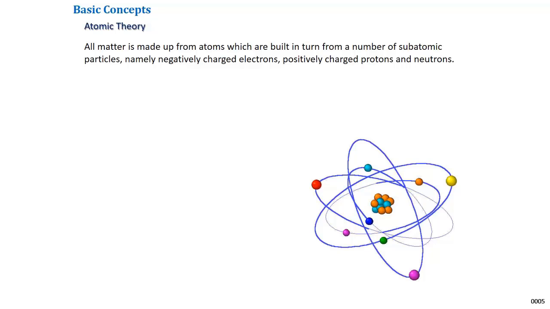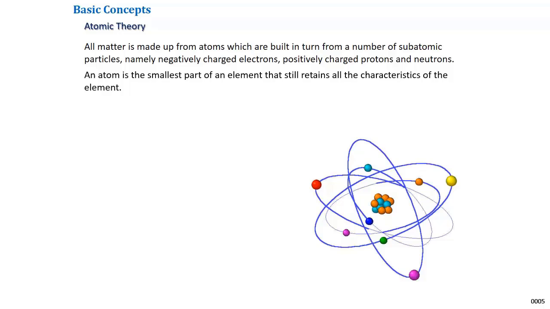In order to understand electricity, it is necessary to understand something about atoms. All matter is made up from atoms, which are built in turn from a number of subatomic particles, namely negatively charged electrons, positively charged protons, and neutrons. An atom is the smallest part of an element that still retains all the characteristics of the element.